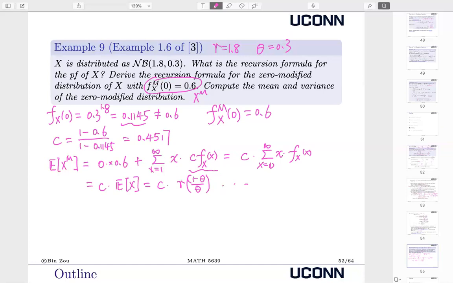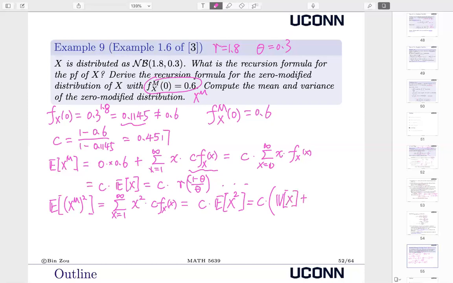Variance is slightly more complicated. My preference is to consider the square of the modified random variable. The reason is that when I consider the square directly, it's easier to understand. For zero, I don't need to care, because 0 times anything is still 0. So as you can see, this keeps the same proportion as the original squared term. Of course, we don't directly know the expectation of x squared, but luckily the expectation of x squared equals the variance plus the square of the mean, and we know this.